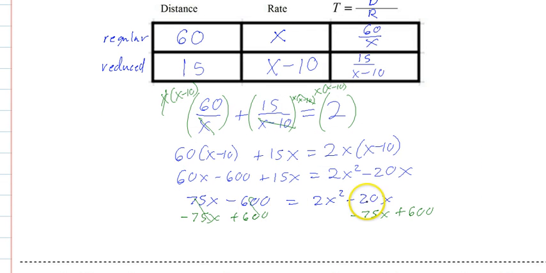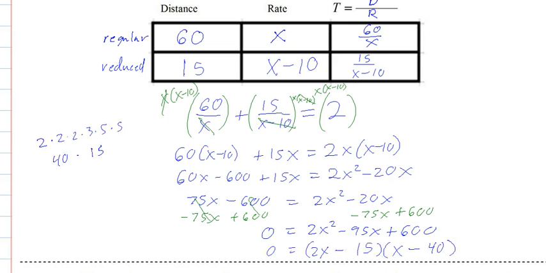Simplifying gives us this equation, and then since there's a square, we know we're going to have to factor, so we set it equal to 0, and then factor. And then after probably about 5 minutes of painful factoring, you get the factored form, which gives us an answer of 7.5 and 40.